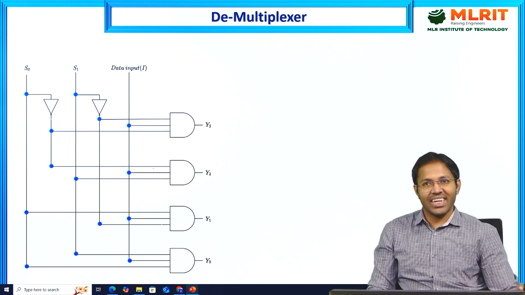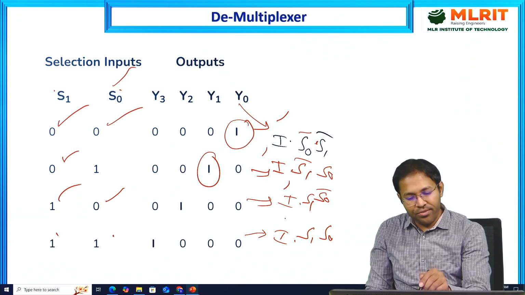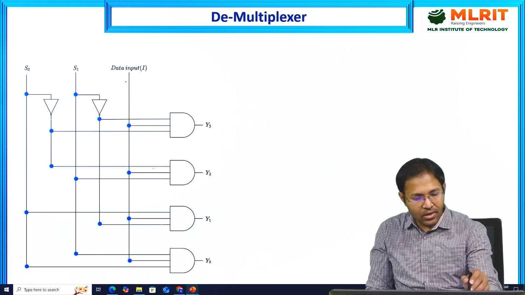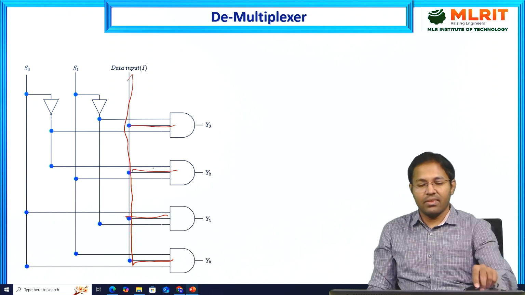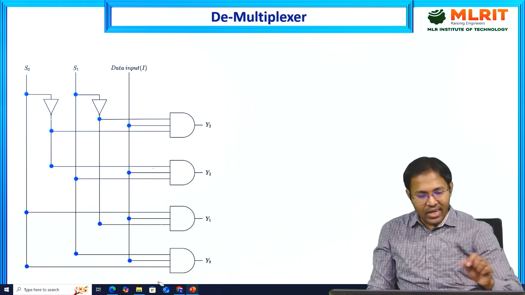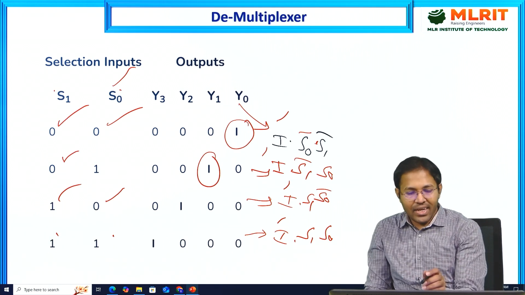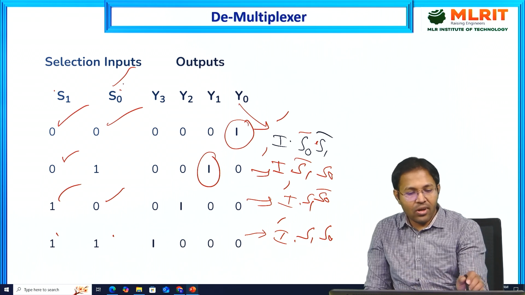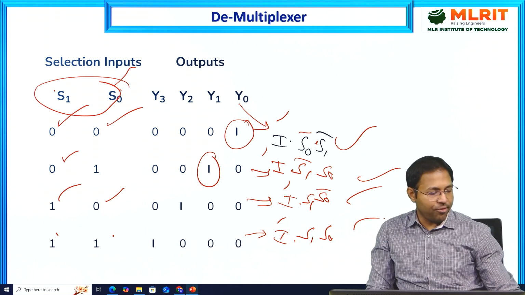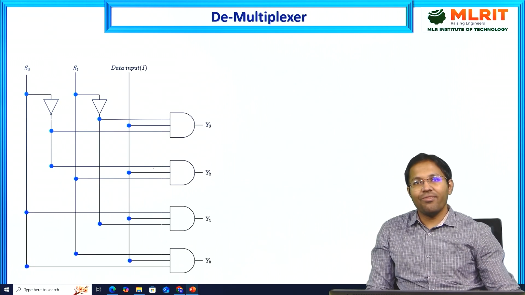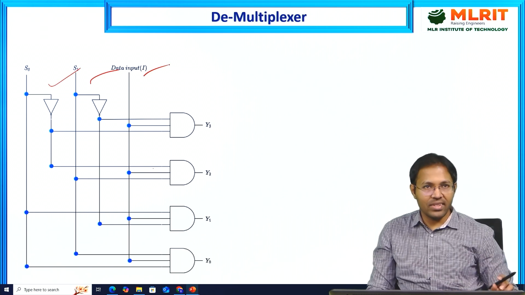Based on that, we can construct this circuit. First of all, we can observe that I is the common input for all the cases. That is the first step in constructing this circuit. Next, the variables S0, S1 are either in the true form or in the complementary form. To get the complementary form, we need to make use of NOT gates. So, 2 NOT gates, one for each selection line, we have considered.